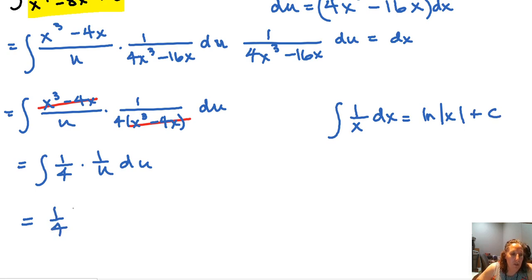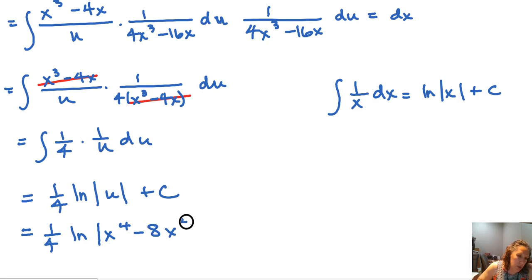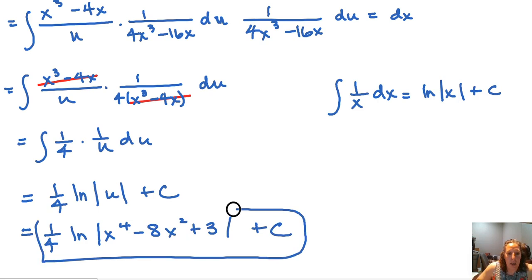And so this is going to be 1/4 times the natural log of the absolute value of u. Now we do need to include those absolute value bars there because in the form 1 over u, as long as u is not equal to 0, that is defined, but our natural log function is only defined for positive numbers. And then we've just got one step to go back in terms of our original variable. And so instead of u inside those absolute values, we have x to the 4th minus 8x squared plus 3. And that is our antiderivative.